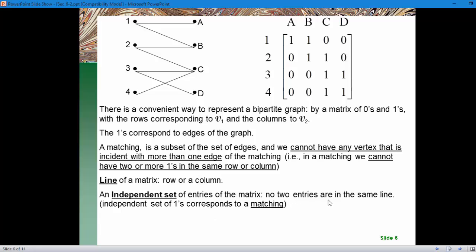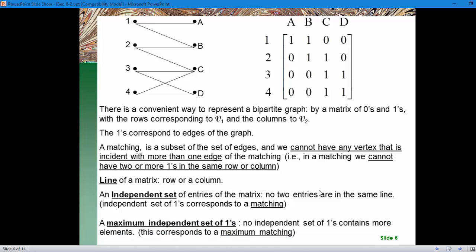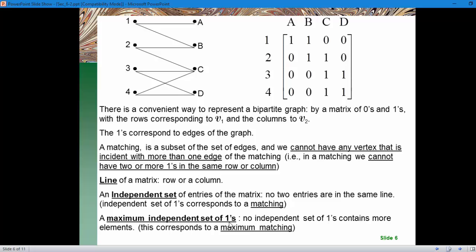No two entries are in the same line. So if we have this one selected, then we couldn't select the other one. Let's say we have this one selected, we cannot select this one, and we cannot select this one or that one. So in any line, we cannot select more than one number one. And a maximum independent set of ones would be a matching, or independent set, that has the most number of ones in it.